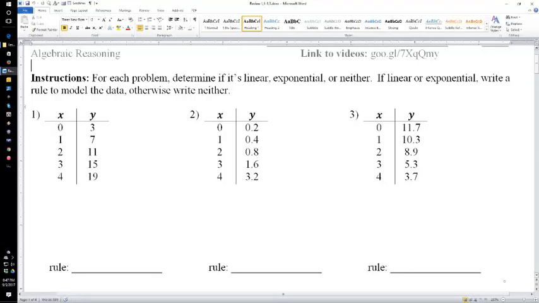Okay, this is the algebraic reasoning review for 1.3, problems 1 through 3. The instructions for 1 through 6 say for each problem, determine if it's linear, exponential, or neither. Then, if it's linear or exponential, write a rule to model the data. So they want you to figure out basically what it is, and then write a rule for it.